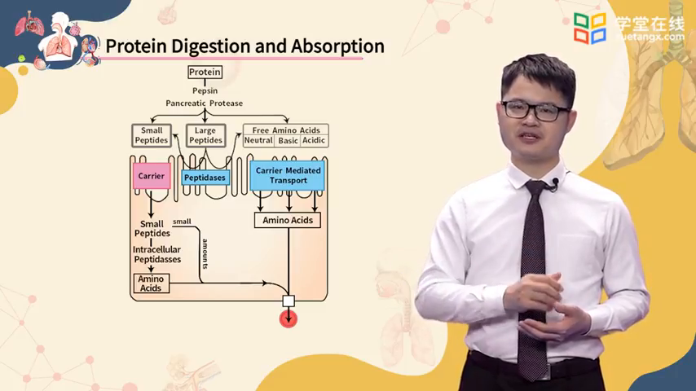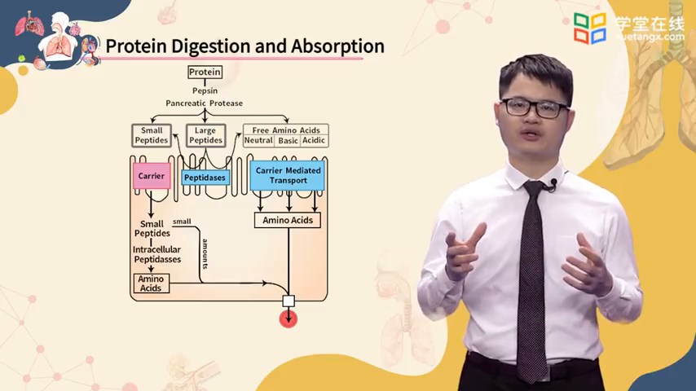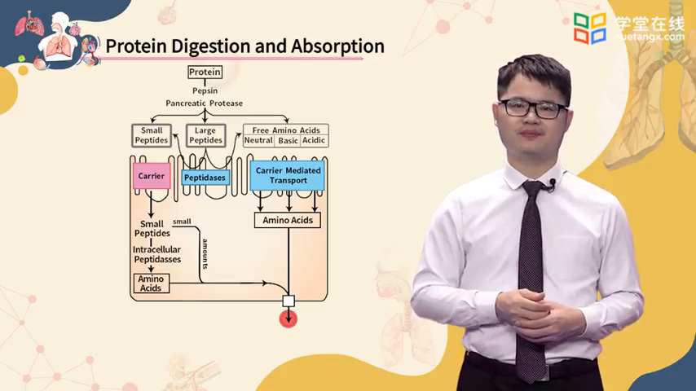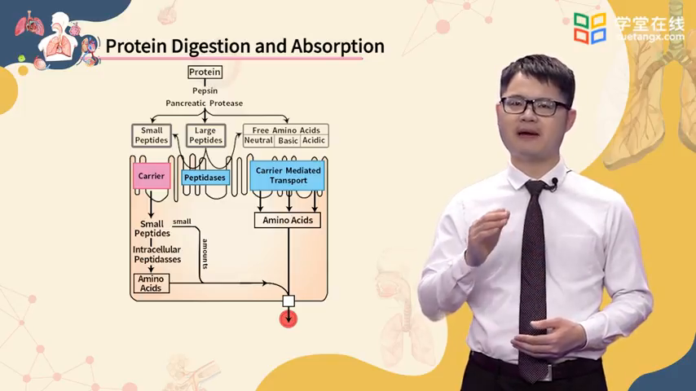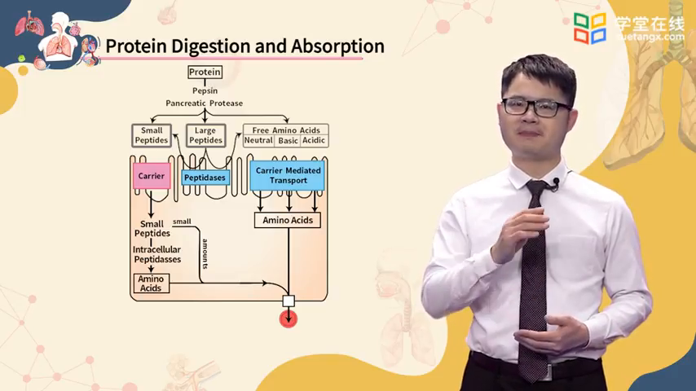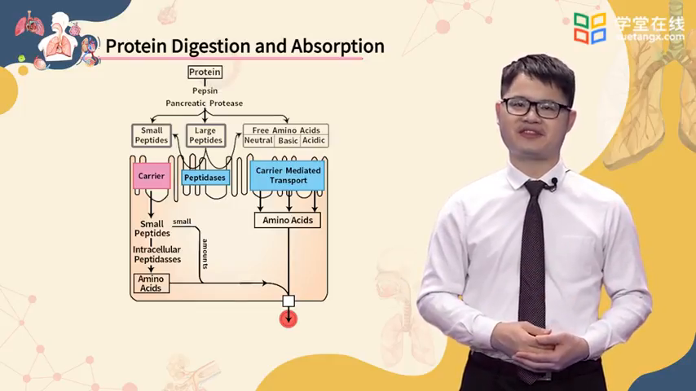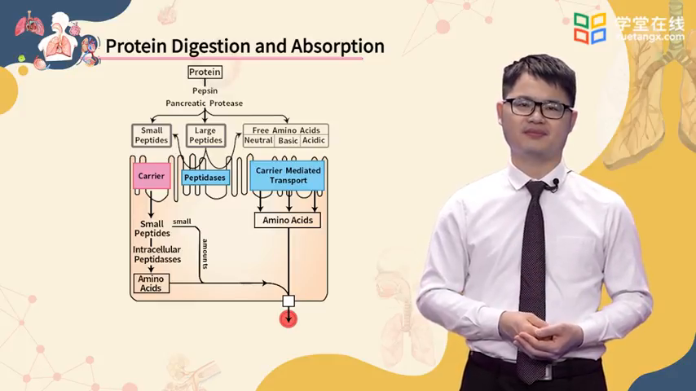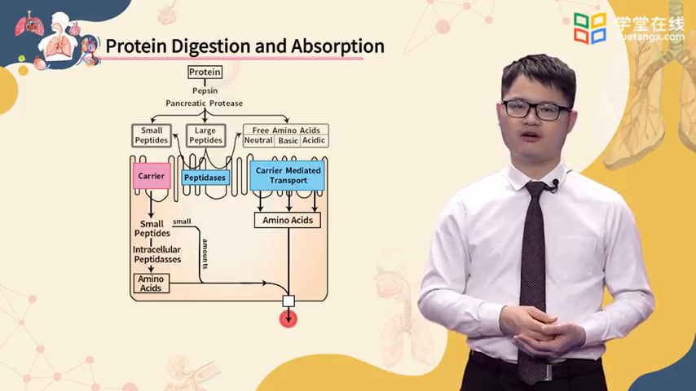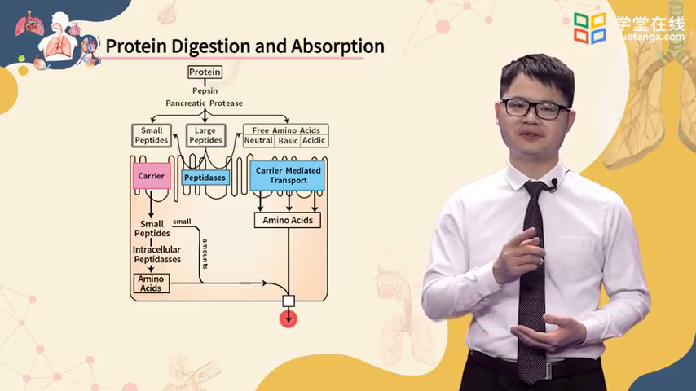The above process of chemical digestion takes place in the lumen, so we call this luminal digestion. And the final digestion of peptides into amino acids is by the peptidase on the surface of small intestinal epithelial cells, which we call membrane digestion. Absorption of peptides and amino acids is similar to that of glucose.